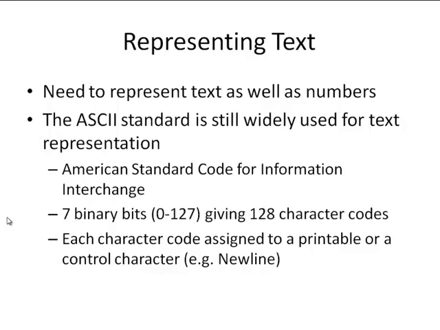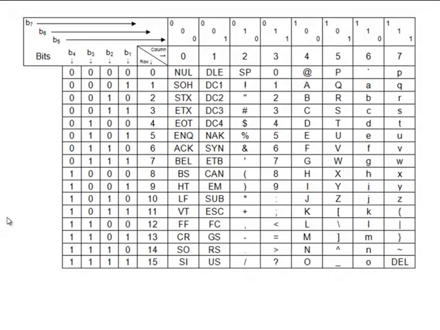And the ASCII standard is actually still widely used for text representation from the American Standard Code for Information Interchange. This standard uses 7 binary bits, giving 128 different character codes. So we've got a pattern of zeros and ones that gives us 128 different possible codes, and each of these binary codes gets assigned to a different character, a different piece of text. Many of these are the alphabet characters, but there are also some control characters, such as new line.